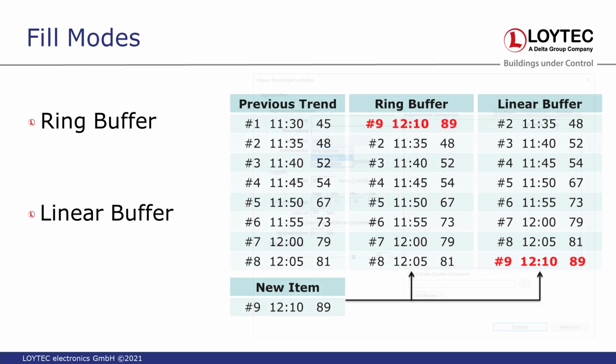In the ring buffer mode, old entries are overwritten when the capacity of the log is reached. In the linear buffer mode, older entries are expired so that new entries can be added.